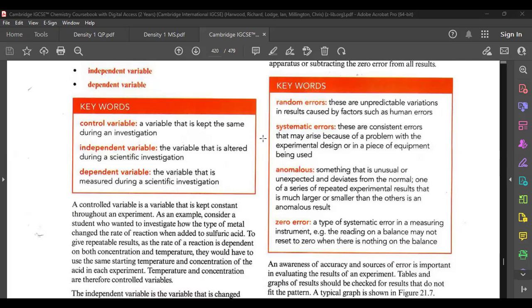Then there are anomalous and zero errors. Anomalous errors are normally unusual. They do not happen repeatedly. Let's say you are conducting a series of experiments and there are much larger or smaller differences in the values or in the results, they are quite large. But normally it does not happen. Then there is a zero error. Basically, it's a systematic error in a measuring instrument: the reading on a balance may not be reset to 0.